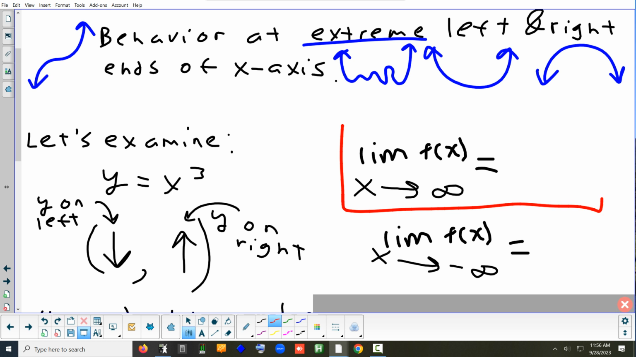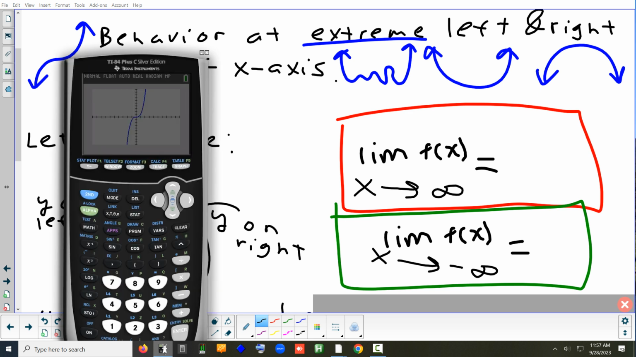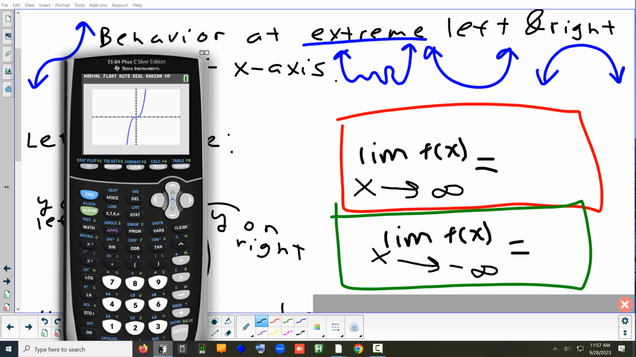Well, this is describing something, and then this is describing something else. This says what's happening to the y value as x heads to really big numbers. So how would you answer that question? In this graph, what's happening to the y value as x gets bigger and bigger and bigger? Yeah, it increases. And what does it increase to? It increases to infinity. Yes.